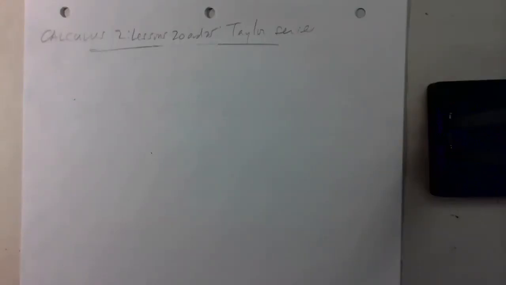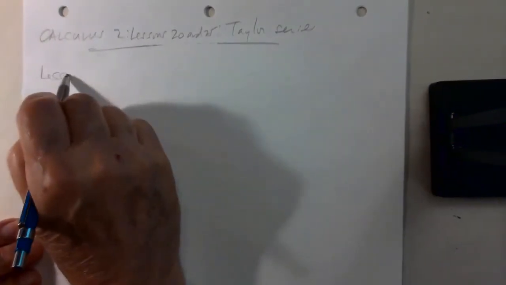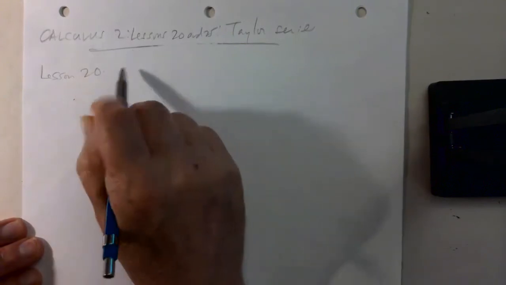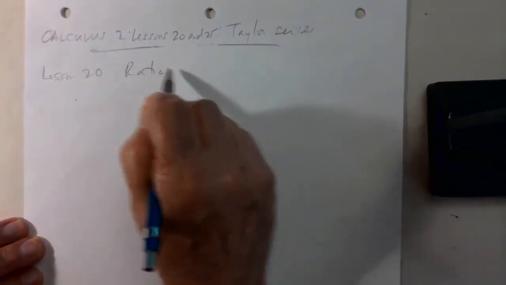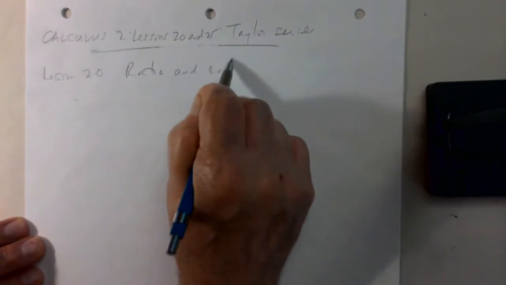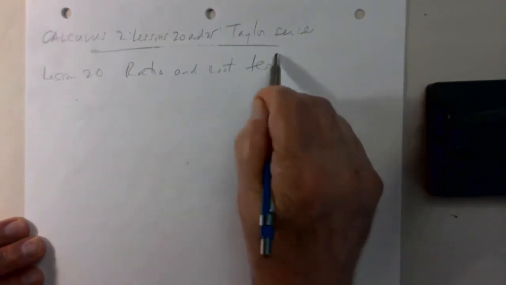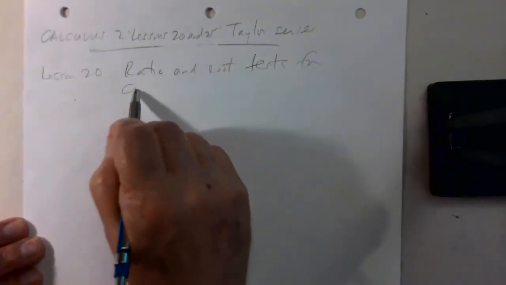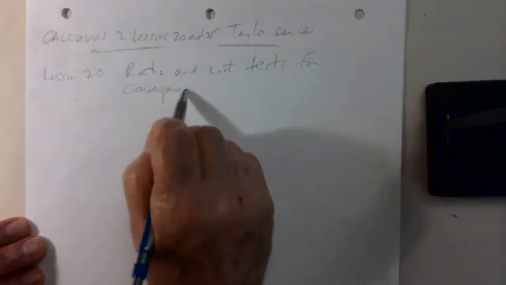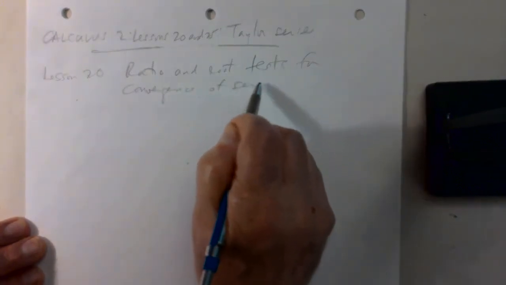So now we're going to talk about two lessons, lessons 20 and lessons 25. So lesson 20 is about the ratio and root tests for convergence of series.